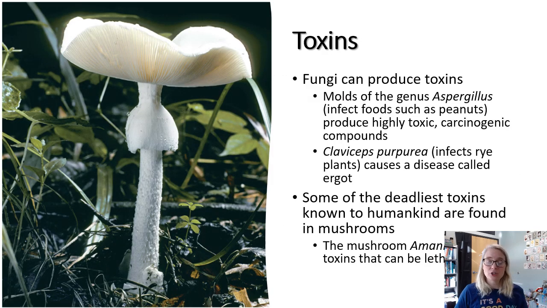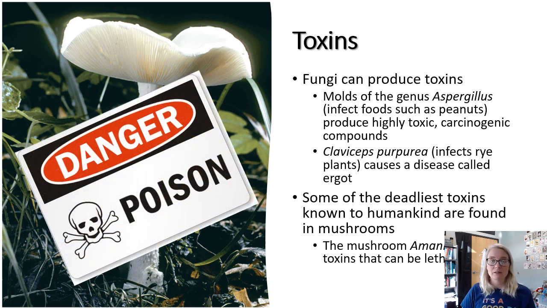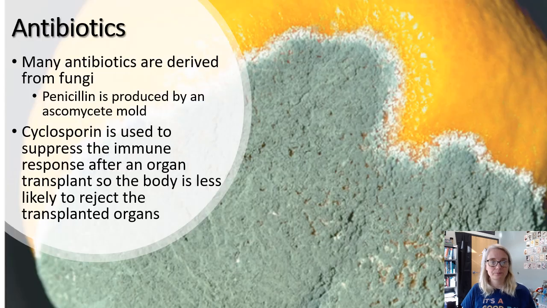Negative impacts of fungi on humans are that they can be toxic. This is our Amanita mushroom, which produces very poisonous toxins. You don't want to just go, oh, there's a mushroom, I'm going to eat it. Don't even touch mushrooms unless you know 100% sure what you're doing. Rye produces a disease called ergot, and if you were to consume rye that has ergot on it, it can have some neurotoxins that can affect your brain. Aspergillus is highly toxic and has some carcinogenic compounds. So some fungi can be pretty poisonous or toxic to humans.